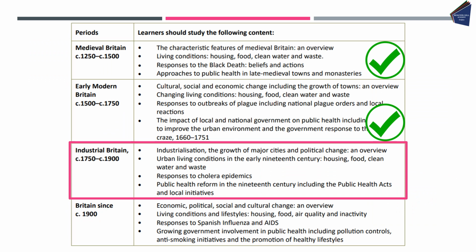So here you can see the bullet points that the exam board have provided us with in terms of what we need to cover for industrial Britain. We've already completed medieval and early modern, as you can see on screen. So for industrial Britain, 1750 to 1900, they ask us to cover the industrialisation and the growth of major cities and political change. Urban living conditions in the early 19th century. Remember, any question on living conditions would encourage you to speak about housing, food, water and waste. The responses to the cholera epidemics that broke out in Britain during the 19th century. And then finally, public health reform in the 19th century, including the Public Health Acts and local initiatives.